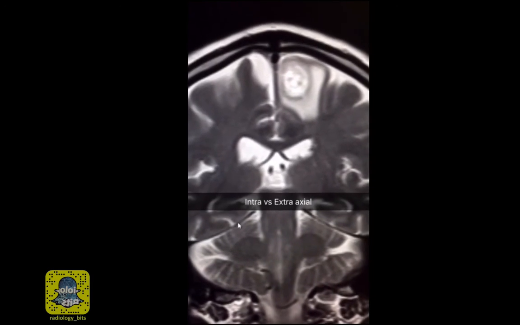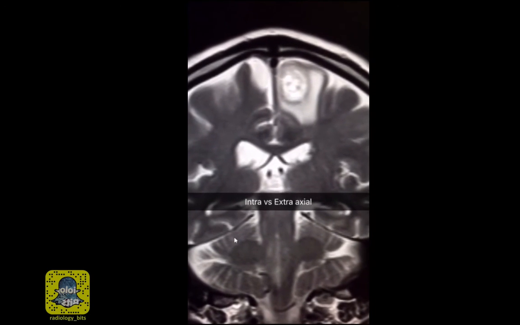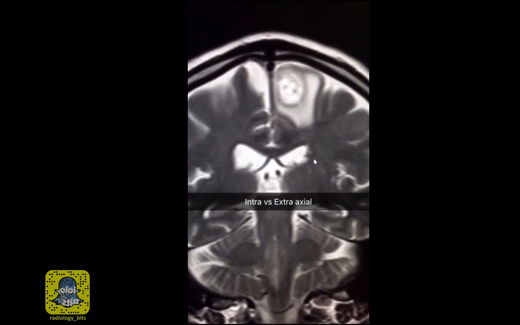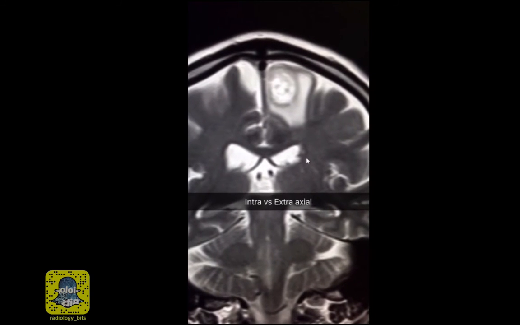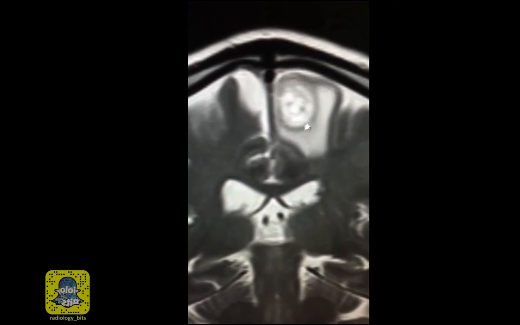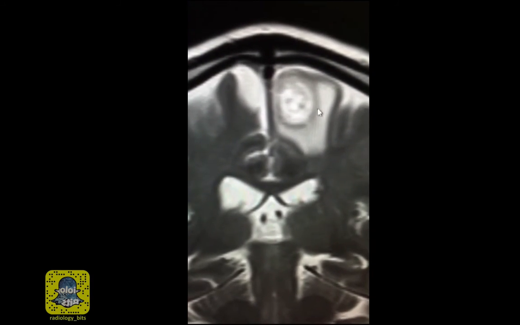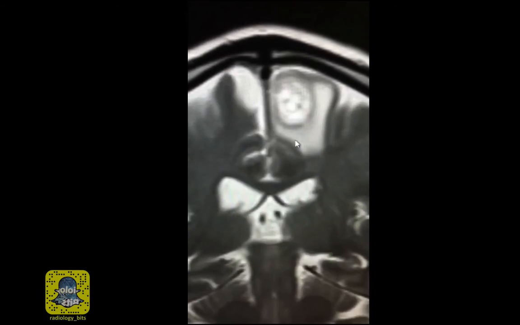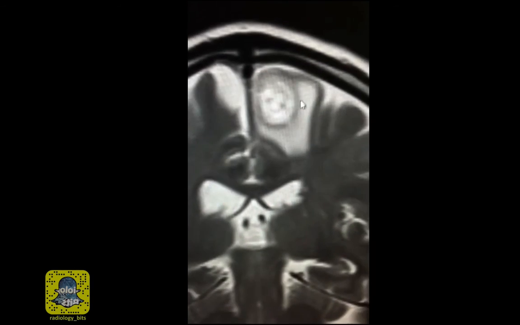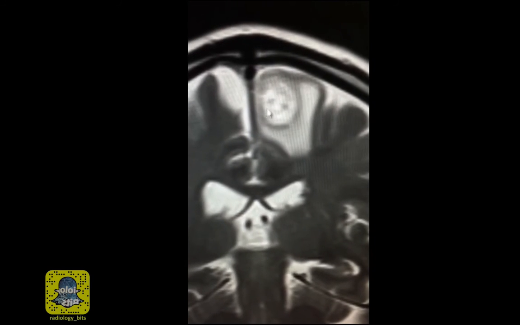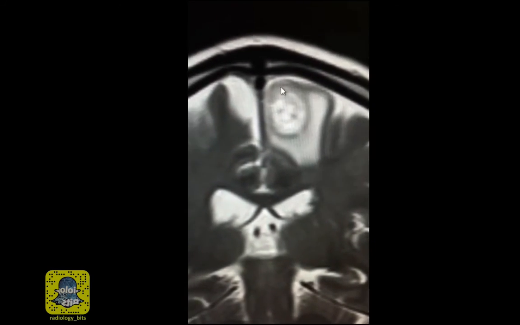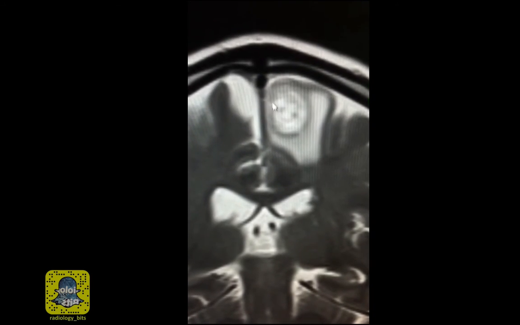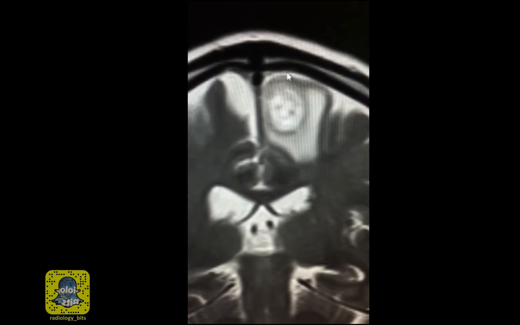When you see an intracranial mass, you have to decide if it's intraaxial within the brain parenchyma or extraaxial coming from outside. The intraaxial nature of this abnormality is clearly seen on this coronal T2 image. So this is a lesion within the white matter in the subcortical area of the left frontal lobe. The intraaxial nature of this abnormality is very clear since it's far away from the CSF, which is outside here.